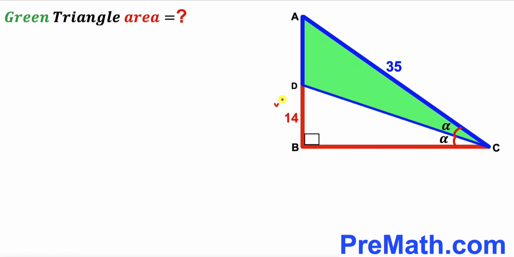In this video, we have this right triangle ABC along with this angle bisector CD. As you can see in the diagram, angle BCD is alpha, and angle ACD is alpha as well. In other words, both of these angles are congruent, and as a result we end up with this green shaded triangle ACD. Moreover, segment BD length is 14 units, whereas the hypotenuse AC length is 35 units. Now our task is to calculate the area of this green shaded triangle ACD.